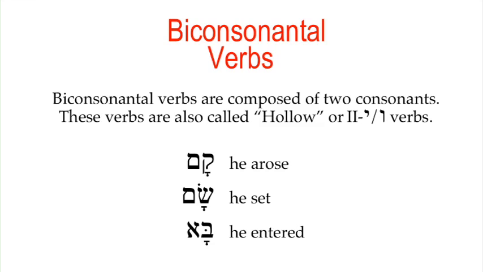Now I'll explain in a moment why they're called hollow or two-yod-wow verbs, but look at your screen and you'll see that the perfect 3ms form that appears at the bottom has two root letters, not three. Qam, he rose. Sam, he set. Ba, he entered. Those three examples have two root letters and not three.